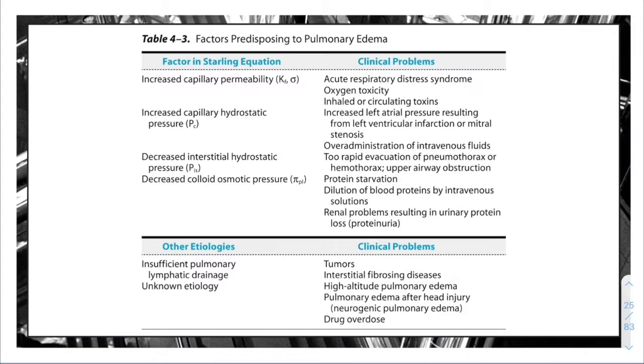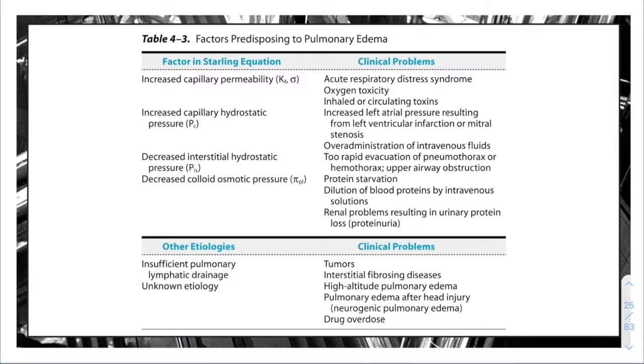Okay, what are the factors that predispose a patient to develop pulmonary edema? If there are derangements in the factors in your Starling's equation, primarily increased capillary permeability. When do you see them? If you have acute respiratory distress syndrome, oxygen toxicity, inhaled or circulating toxin.